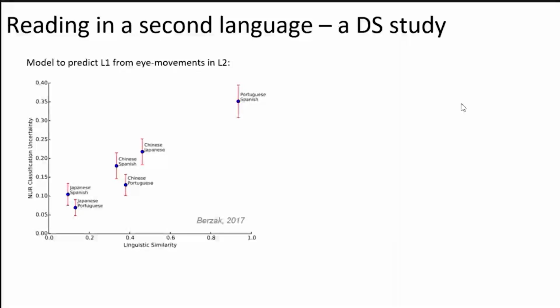The languages they had here were Portuguese, Spanish, Mandarin Chinese, and Japanese, I think. Yeah, so they could do it.